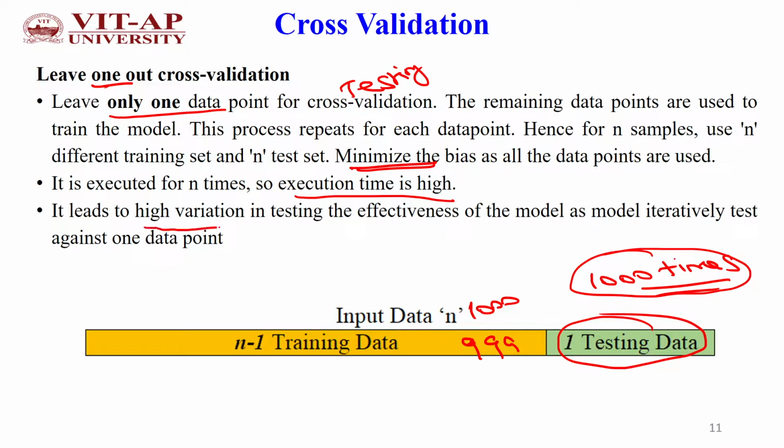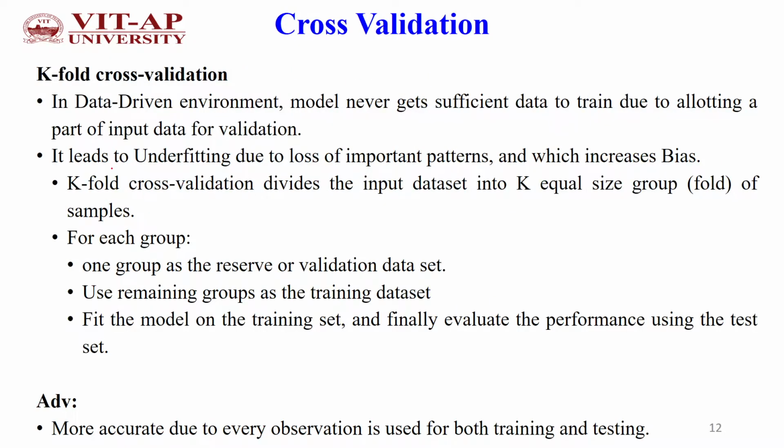It leads to high variation, because here the model is perfectly learning the patterns from the training data. There is the possibility of high variation between testing and training accuracy. Then another approach is k-fold cross validation.